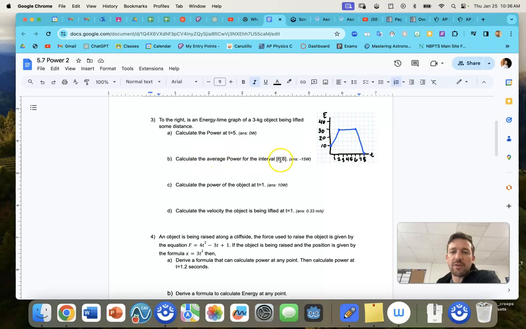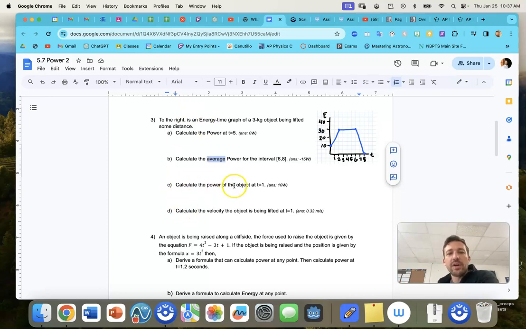Calculate the average power from 6 to 8. Remember average? What does average mean? That means that you're using 2 points to get something. It's not like average when you're trying to calculate your average grade and you have a bunch of grades that you're going to try to put together. Average in physics means you got 2 points and you're going to use those 2 points to figure something out, like the slope, okay?